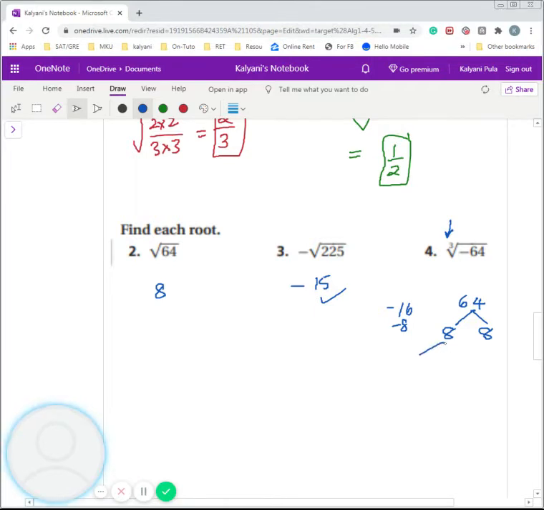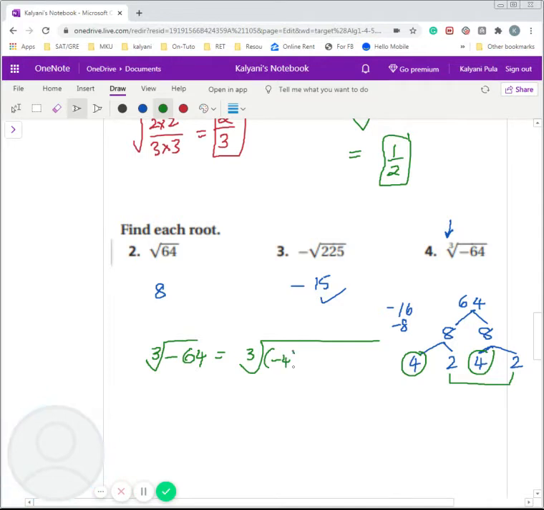So let's break down 8. What else can we break it down to? 4 times 2. And this other 8 is also 2 times 4. Now I can see I have one 4, and there's another 4. When I multiply these two, I can get another 4. Agree? So I can write the cube root of negative 64 as the cube root of negative 4 times negative 4 times negative 4.